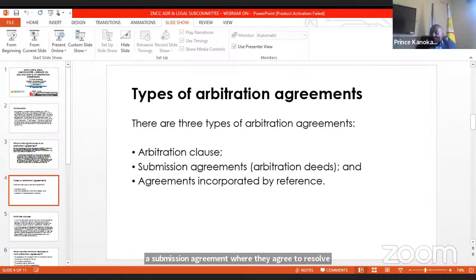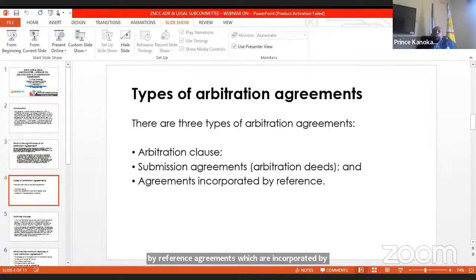So this then now becomes the consent, and it allows the parties to appoint an arbitrator who will then now adjudicate over the issues. So we've got what is known as a submission agreement. We also have what are known as agreements incorporated by reference.